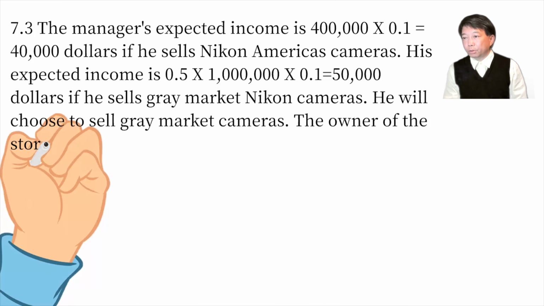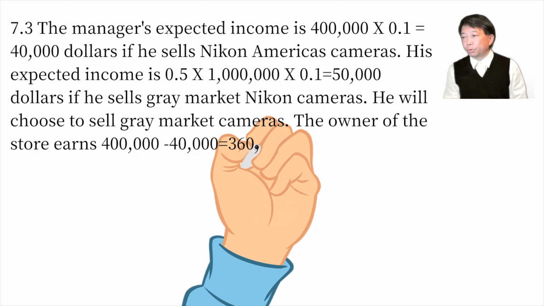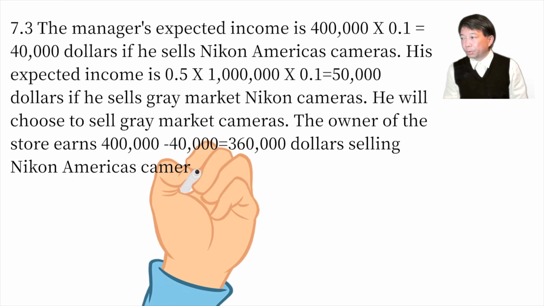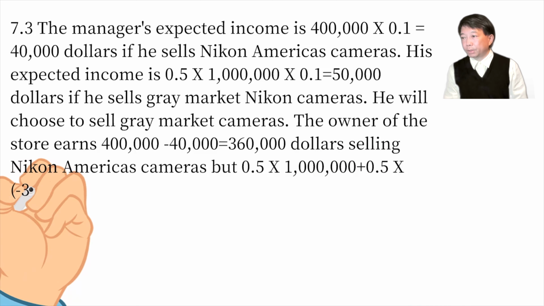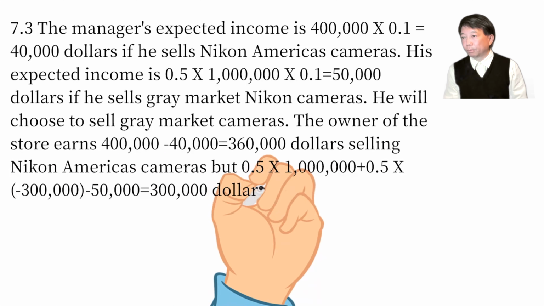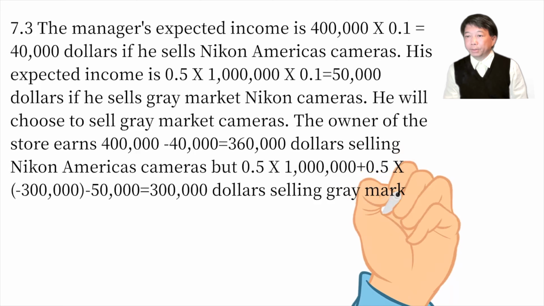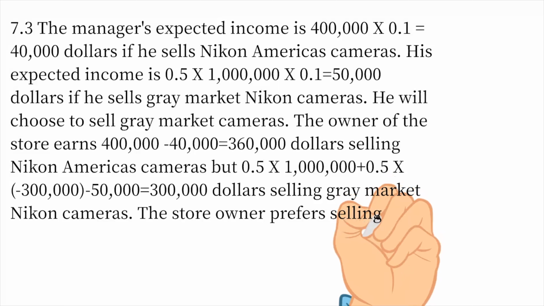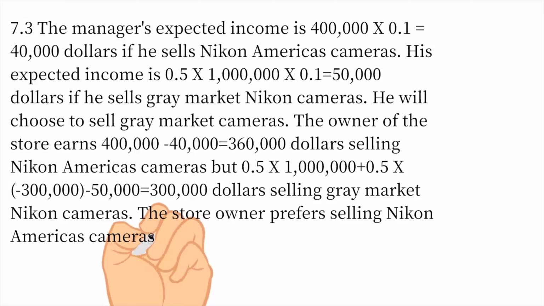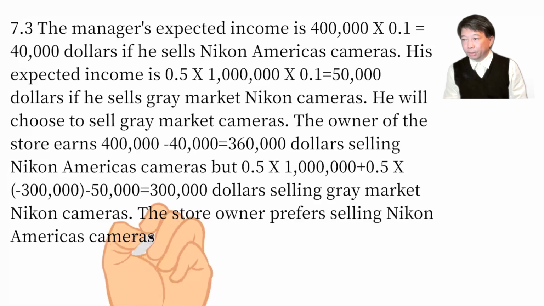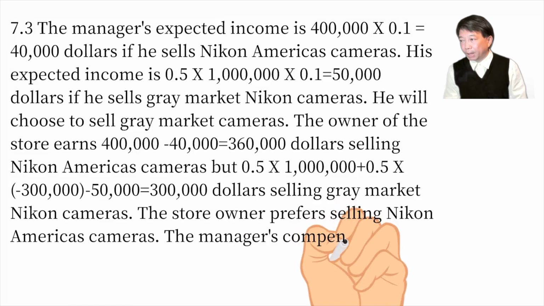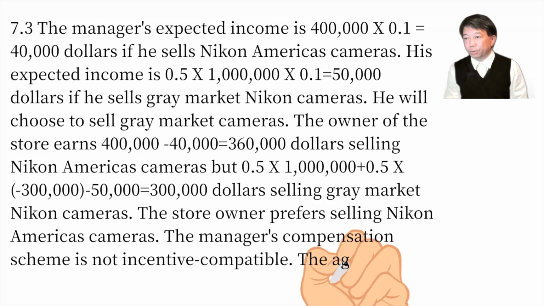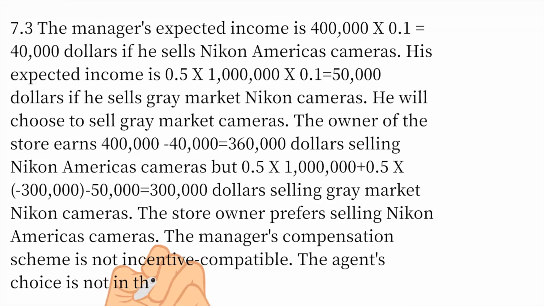The owner of the store earns $360,000 selling Nikon America's cameras, but $300,000 selling gray market Nikon cameras. The store owner prefers selling Nikon America's cameras. The manager's compensation scheme is not incentive compatible. The agent's choice is not in the principal's best interest.